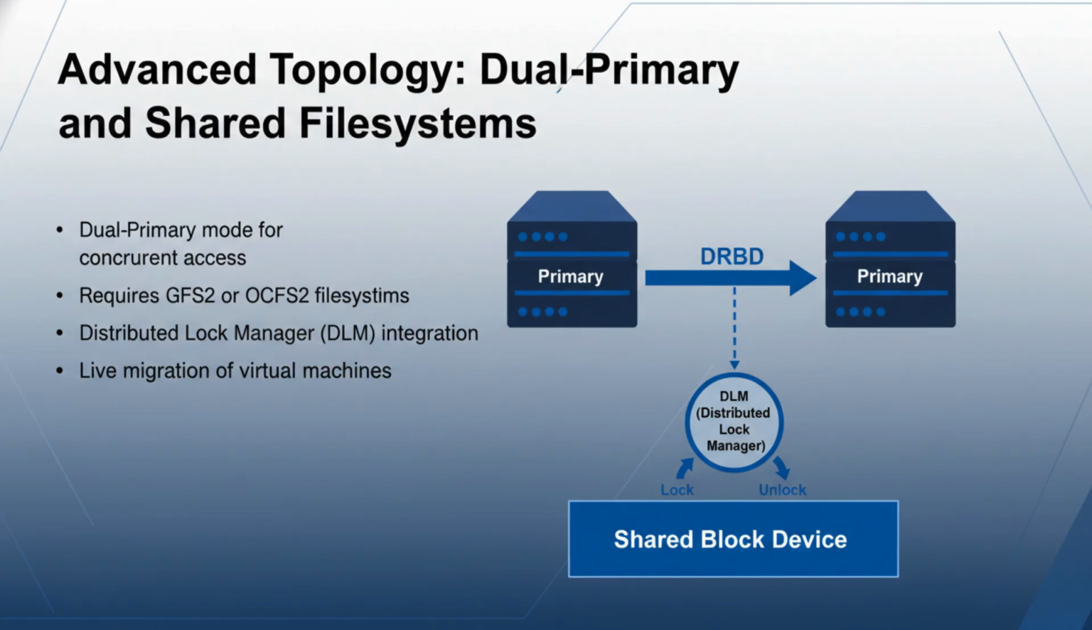While most DRBD use cases involve a single primary, there is a specialized mode called dual primary. This allows both nodes to have the block device open for writing simultaneously. However, this is extremely dangerous without a cluster-aware file system like GFS2 or OCFS2. These file systems use a distributed lock manager, or DLM, to coordinate access to individual blocks, preventing corruption. This architecture is often used in live migration scenarios for virtual machines, where two hosts need to access the same virtual disk at the same time during the handover. It represents the pinnacle of block-level flexibility in the Linux ecosystem.